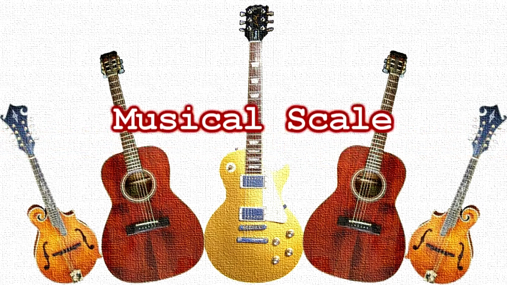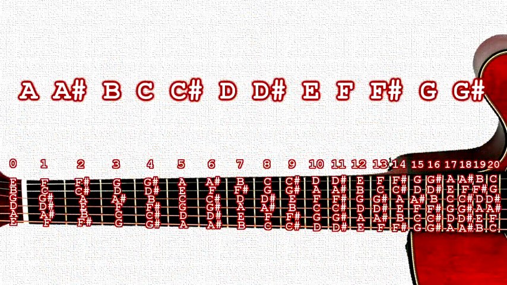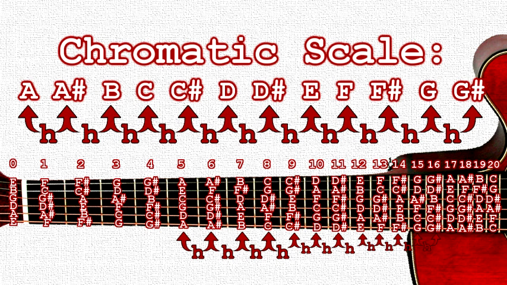A musical scale is a series of notes that differ in pitch according to a specific pattern. In popular music, there are 12 notes you need to know. These 12 notes make up what is known as the chromatic scale. Each of these 12 notes is a half step or semitone apart from the next note.